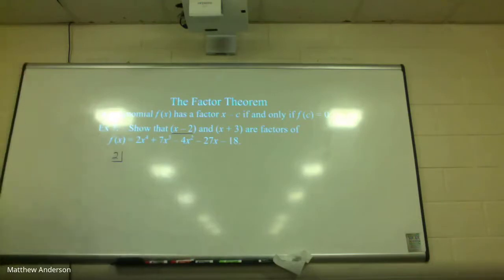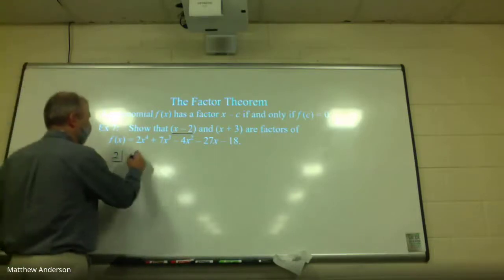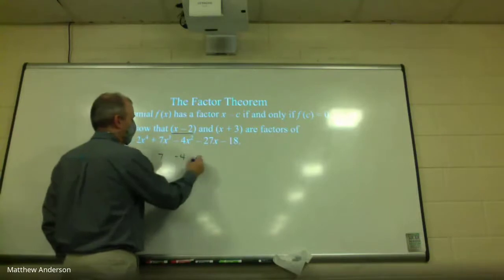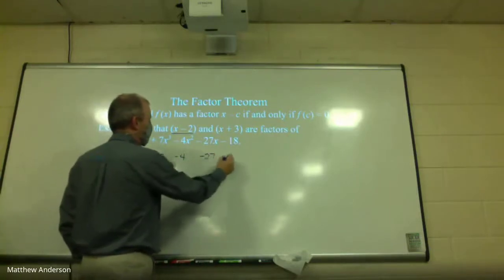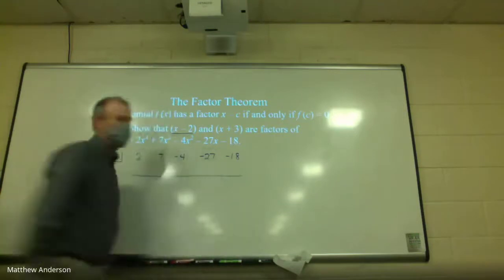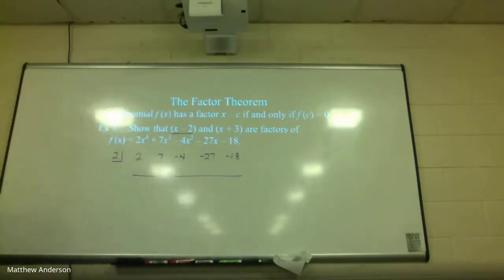So knowing that, do we have any missing terms? Not this time, so we can just write this down. So it's going to be a 2, it's going to be a 7, -4, -27, and -18. And we're going to put our line right underneath here.